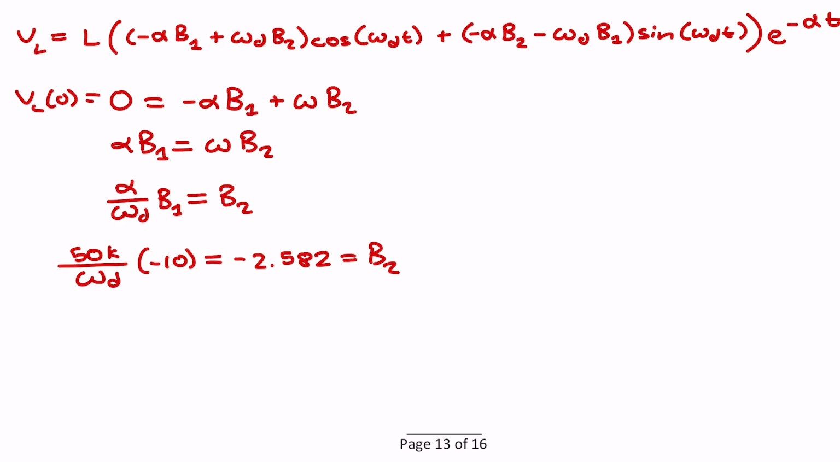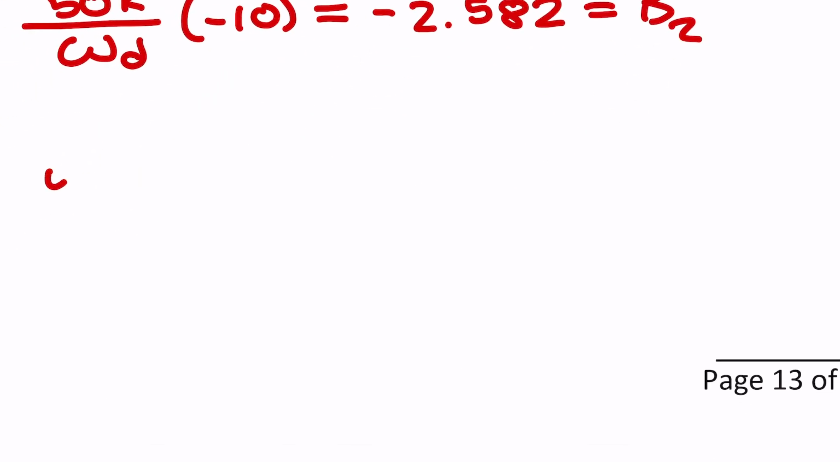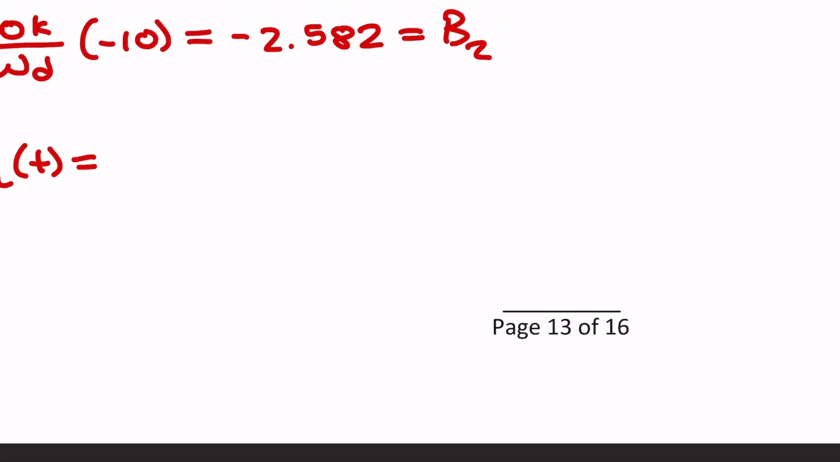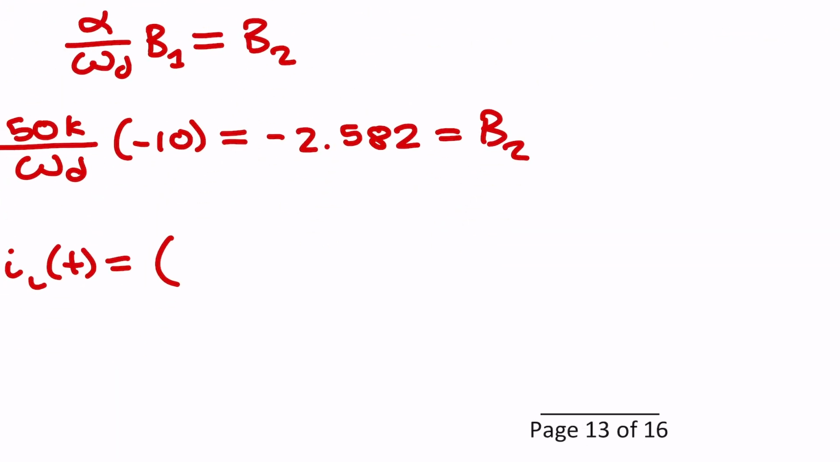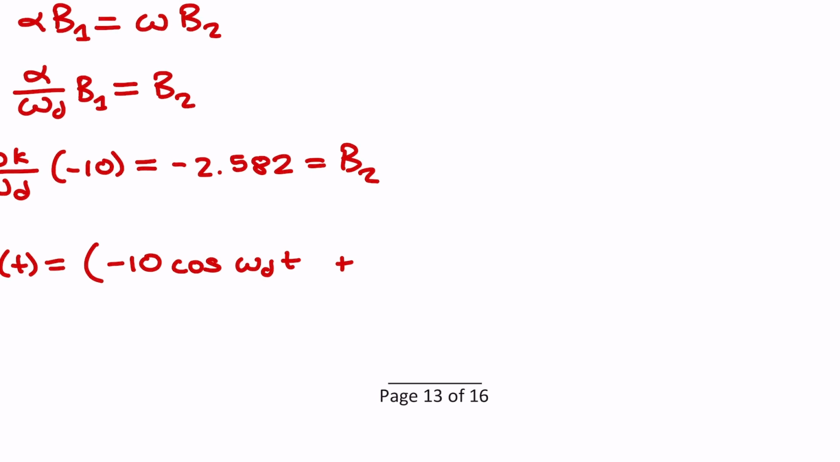So we're done. We already have the equation now for IL of t, right? Again, referencing off the cheat sheet, IL of t when it's underdamped is equal to B1. What's B1 again? B1 is negative 10 cosine omega d t plus, or in this case, it's B2, so it'd actually be minus 2.582 sine omega d t, times e to the negative alpha t.